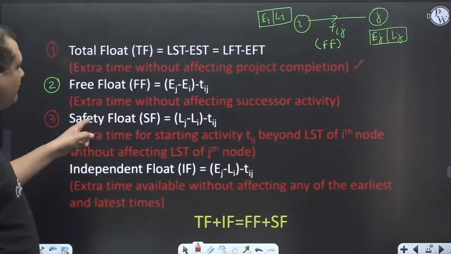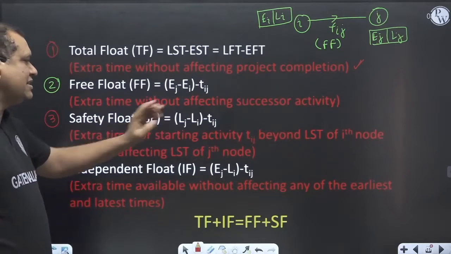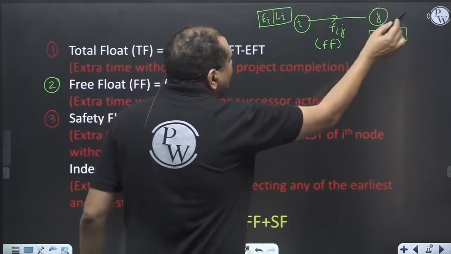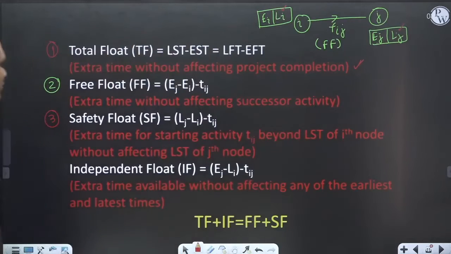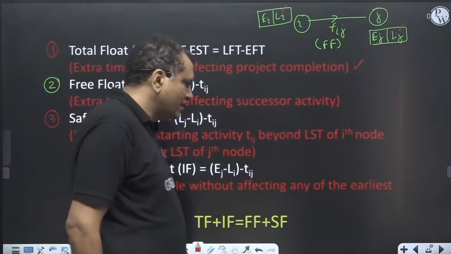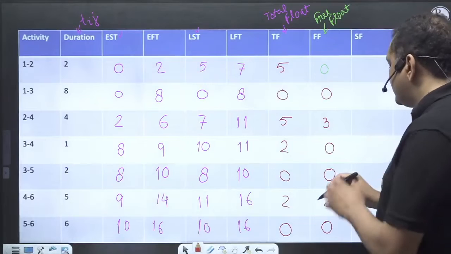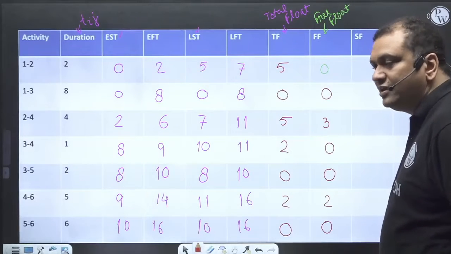Third is the safety float. Safety float is Lj minus Li minus Tij. For this activity, Lj minus Li minus Tij will be the safety float. So let us calculate the safety float for all those activities one by one.